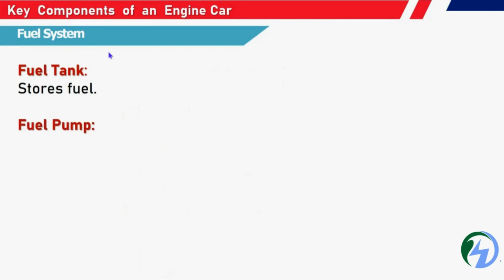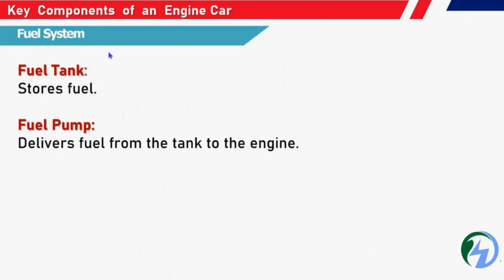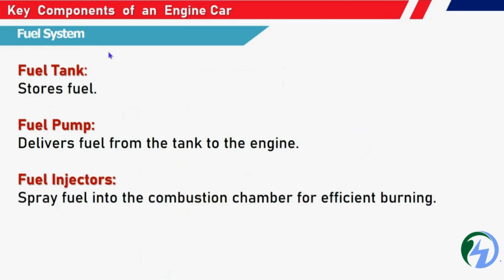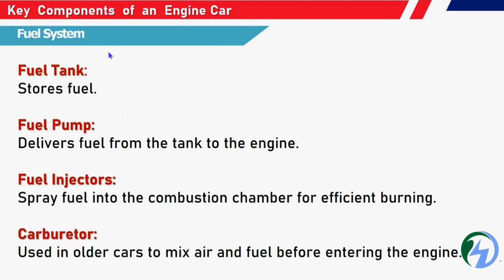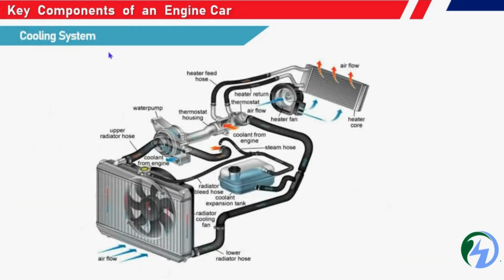The fuel system generally requires a fuel tank to store the fuel, and a fuel pump. The fuel pump delivers the fuel from the tank to the engine. Next is the fuel injector, which sprays the fuel into the combustion chamber for efficient burning. And we have a carburetor, which is used in older cars to mix the air and fuel before entering the engine.